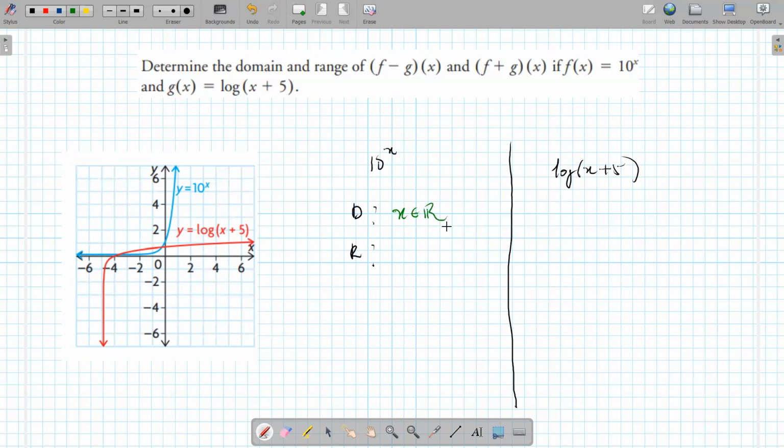What about the range? Is there a restriction? And the answer is yes. Can y ever be zero? No. So it means that the restriction is y has to be greater than zero. Okay, like that. Now look at the log of x. It may seem tricky, but it's really not that tricky. Is there any restrictions on the x?